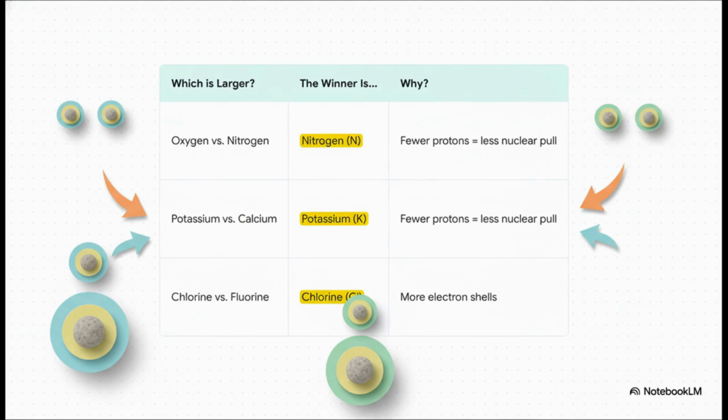Next, potassium versus calcium. Same deal, right? They're in the same row. Potassium is on the left, so it's the bigger one. Fewer protons, weaker pull. And finally, chlorine versus fluorine. Now they're in the same column. What's the rule for columns? Atoms get bigger as you go down. Chlorine is below fluorine, so it has an extra coat on. Chlorine is the bigger atom.